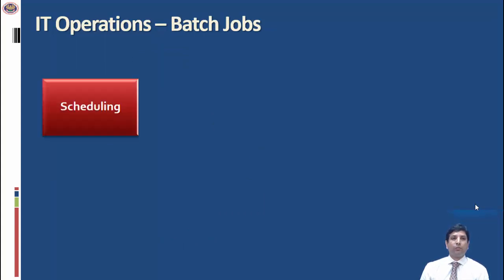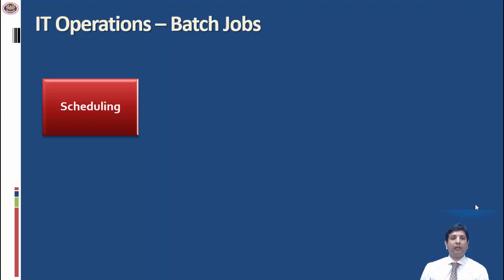So batch jobs are those jobs which combine similar transactions, or transactions of a similar nature, together to be processed at a predefined time. The important thing here is the timing at which the batch job is executed. That is called the scheduling. So the batch job can be scheduled at a particular point of a day or at any other period that is predefined.